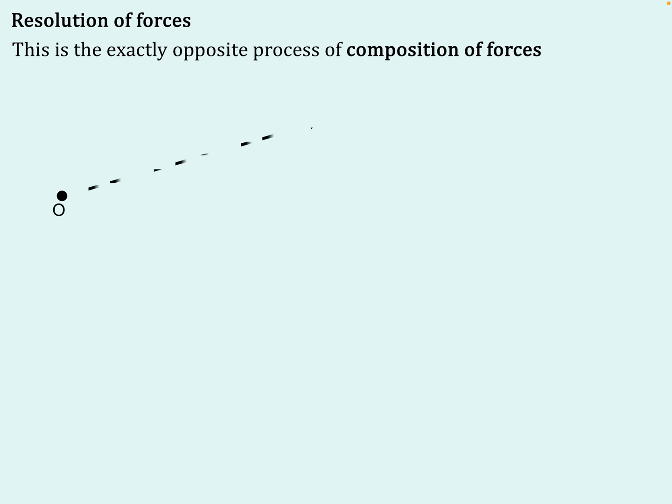If you see here, I have a body or a particle O on which a force F is acting. Due to the effect of this force F, the particle will move in the direction of the given force. But instead of the work being done by one single force, I can get the same work done by a set of forces. That means I can split this given force into a number of component forces like this. I am calling one component force F1, and another component force F2.